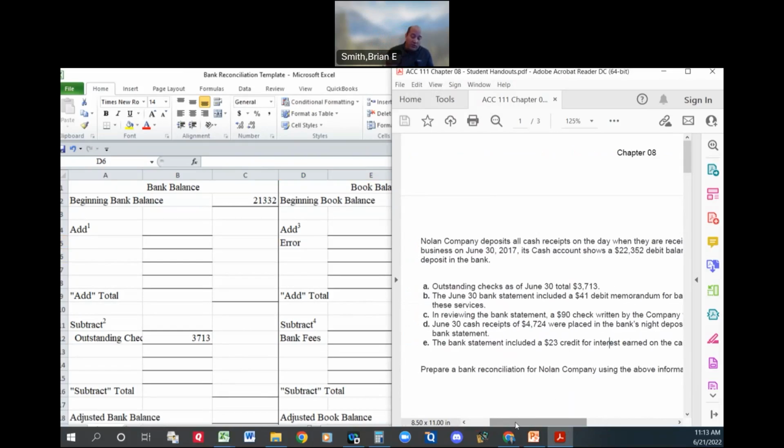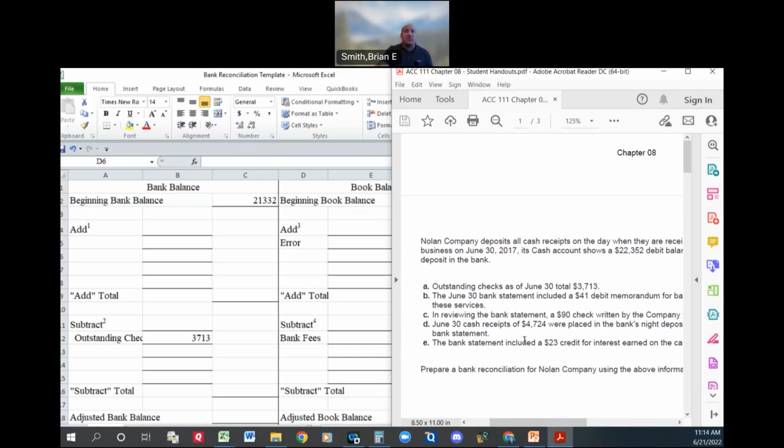So think about the fact that we wrote it correctly, a $90 check. It cleared the bank correctly, but somebody double tapped the 9 instead of 90, and so we subtracted too much. We need to add the difference back in.